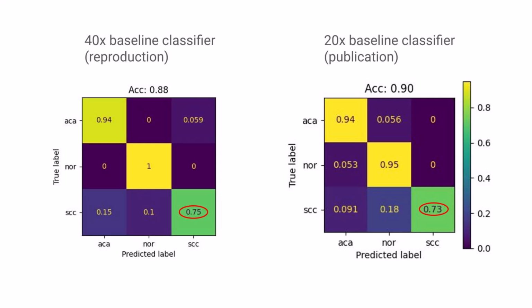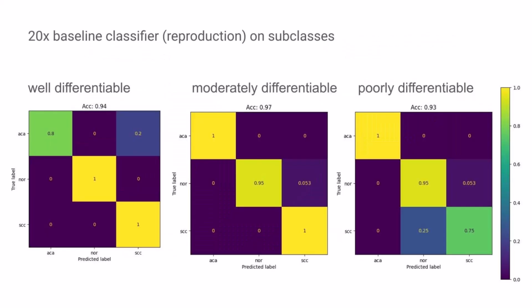One major strength of the LungHist700 dataset is that it includes subclass labels indicating how differentiable the cancer's tissue is. This allows us to investigate how classification performance changes as differentiation decreases. Here, we evaluate the test performance of the reproduced 20 times magnification baseline classifier across each subclass. It's important to note that this analysis leaves us with relatively few test samples, which could bias the results.